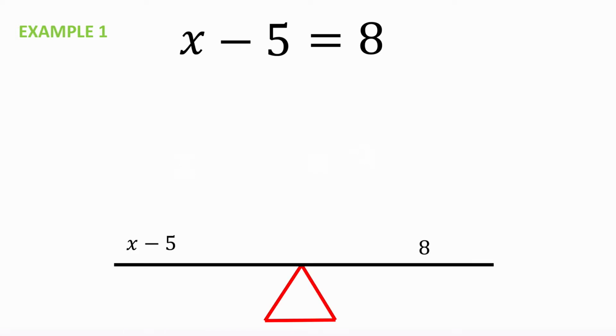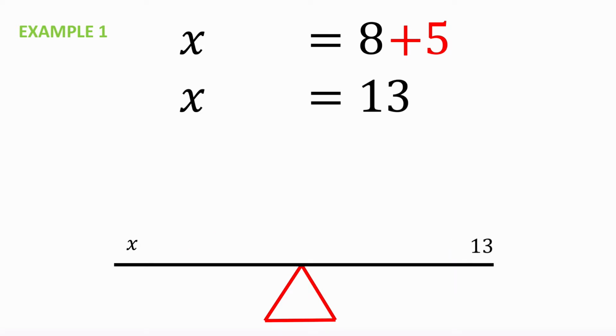Let's look at another example. I have x - 5 = 8. And if I need to find x, I can move the negative 5 over to the other side of the equal sign, and it will become positive 5. And so x = 13.